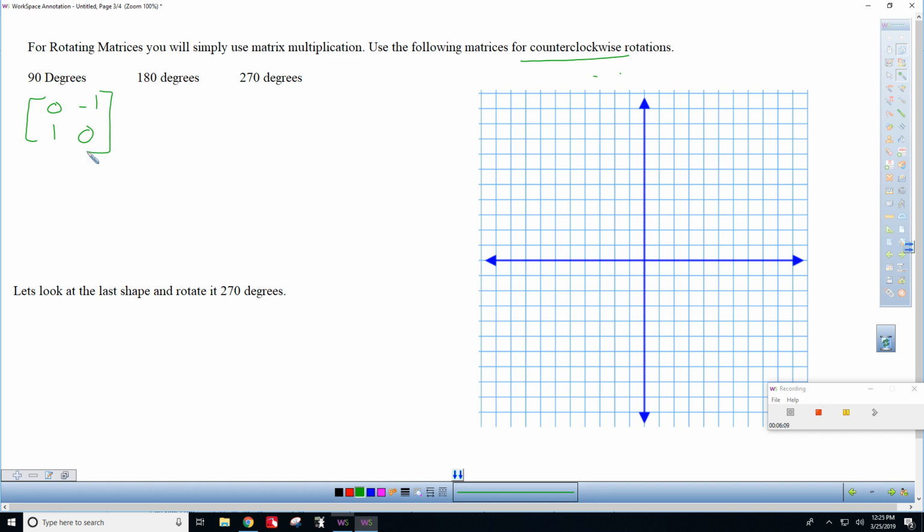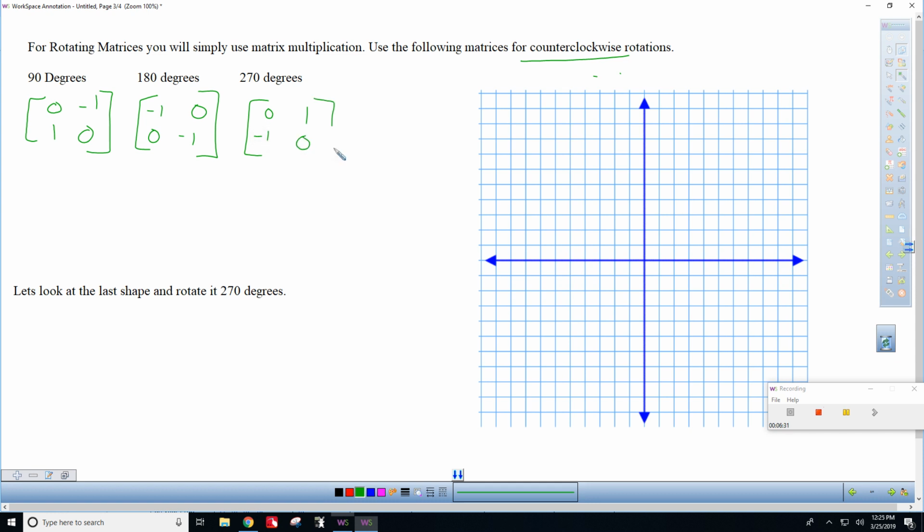And you're not going to have to memorize these. This one is negative 1, 0, 0, negative 1. That's how you rotate it 180 degrees. This one is 0, 1, negative 1, 0.